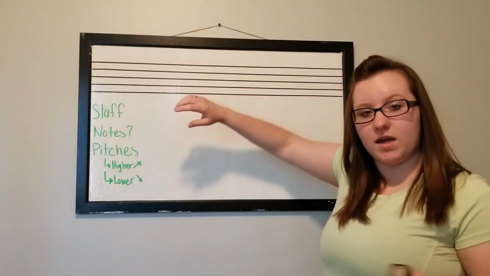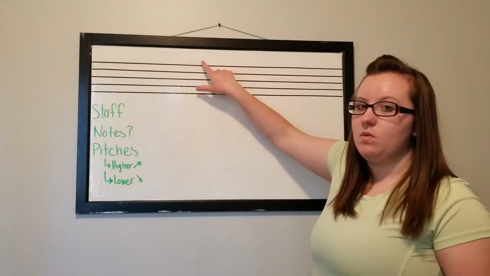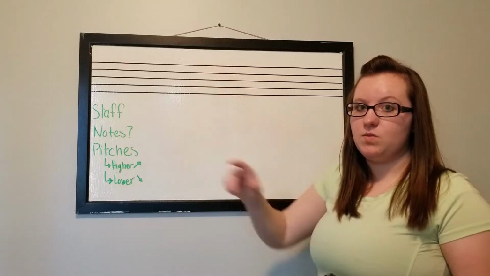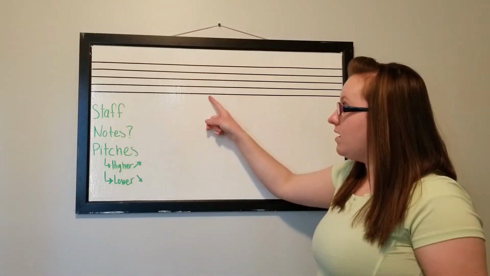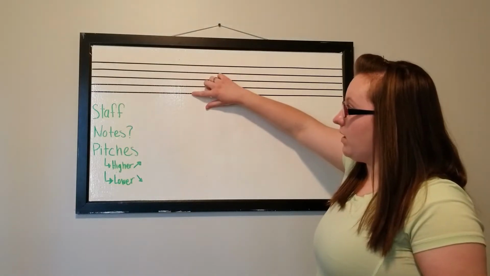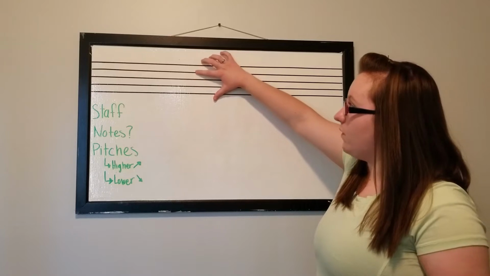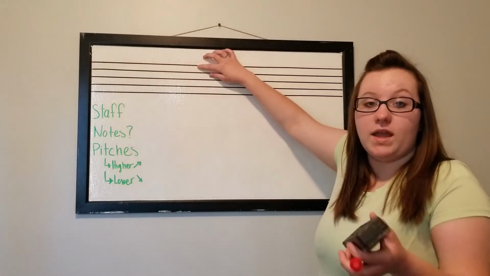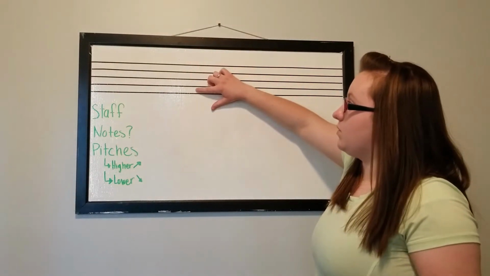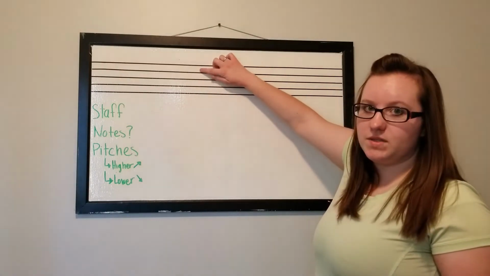As you notice, I started from the bottom, going to the top when I counted. When we count the lines and spaces, we always start from the bottom and work our way to the top. So it would always be line 1, line 2, line 3, line 4, and line 5, and same with the spaces. Space 1, space 2, space 3, and space 4.